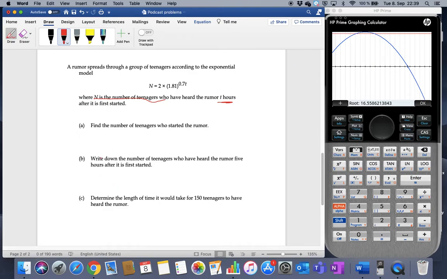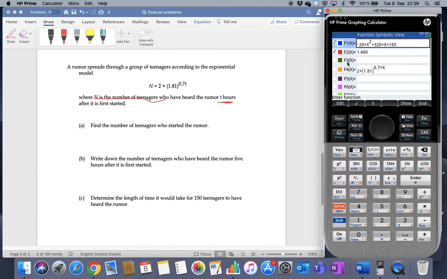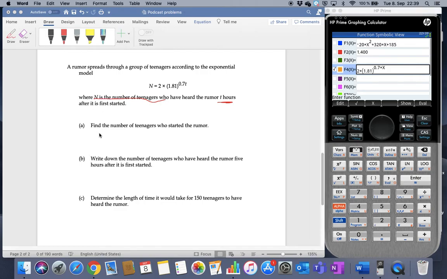So again, the first thing you want to do is go to your calculator and put it in as a function. So I already have it down here. I'm going to turn those off, and I have it in F4 right here, okay? So you can actually put this in F1 and clear your calculator, but turn off the video now and get the function in. So find the number of teenagers who started the rumor. And since it's t hours after it first started, again, we're looking where t is equal to 0.